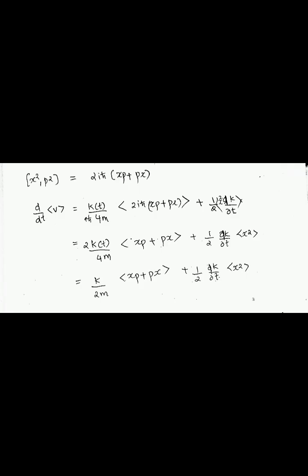Therefore, d by dt of this average value V is equal to k by iħ 4m into 2iħ into (xp plus px) plus half into x square dk by dt. That is equal to, taking 2 outside, 2k by 4m expectation value of (xp plus px) plus half dk by dt expectation value of x square. This is equal to k by 2m into the expectation value of (xp plus px) plus half dk by dt expectation value of x square. So this is a solution.